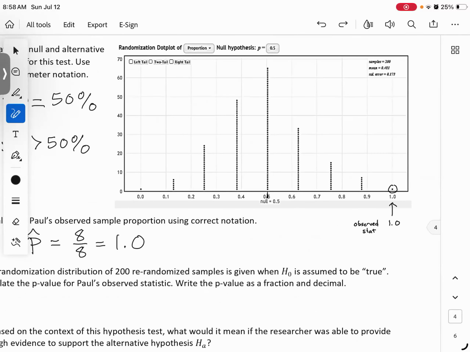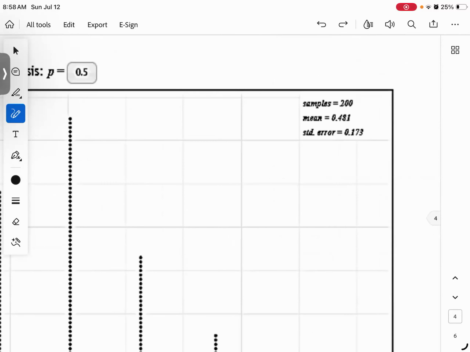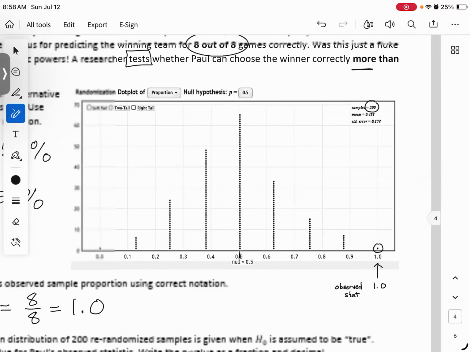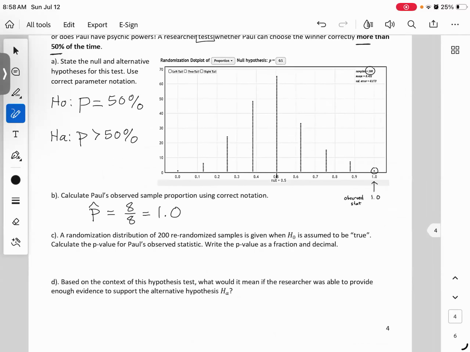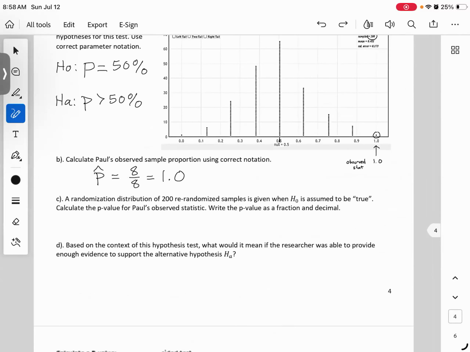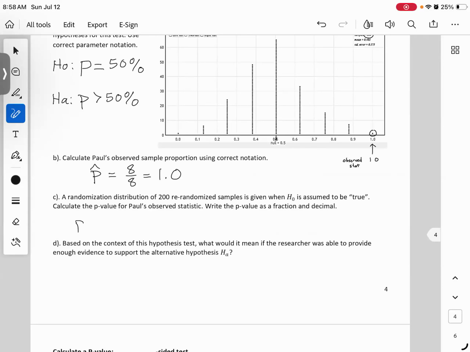All the dots that you see, they'll let you know right here is a good spot to see it. There were 200 dots that were re-randomized. They'll also say it right here. Those 200 dots were re-randomized to see what else could have happened by random chance. And Paul's result is only 1 out of 200. And so you would divide that to get his p-value.